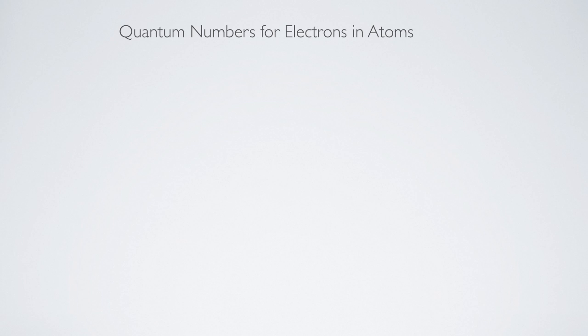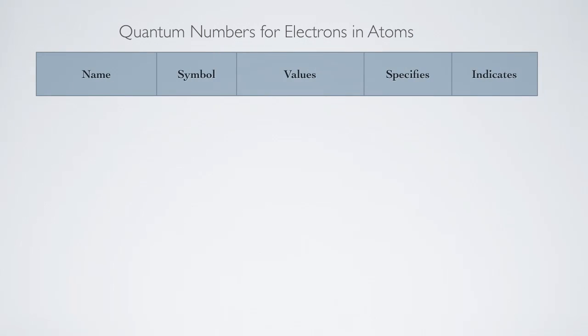Let's look at the quantum numbers for electrons in atoms. Remember that these quantum numbers are derived from our quantum mechanical solution for the hydrogen atom, and then we use these same solutions when thinking about electrons in multi-electron atoms. There are 4 quantum numbers we want to think about, and for each one we'll look at its name, the symbol we give it, the possible values it can have, and what this number specifies or indicates.